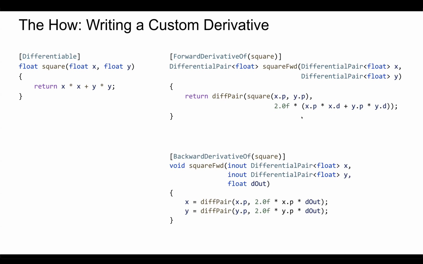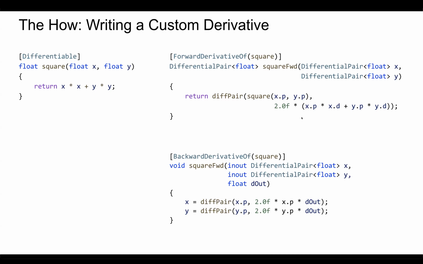So you know why you might need one. So how do you define a custom derivative? Well, let's take a look here at a really simple function. In this case, we're just going to sum the square of two numbers. Now, normally the compiler would figure out the derivative for you.